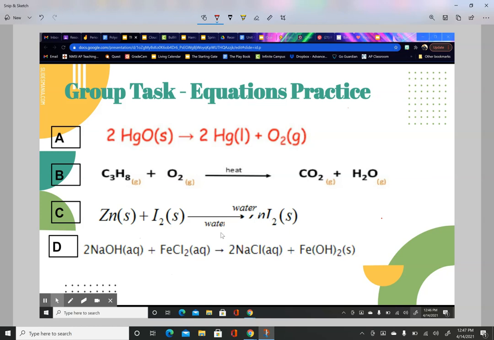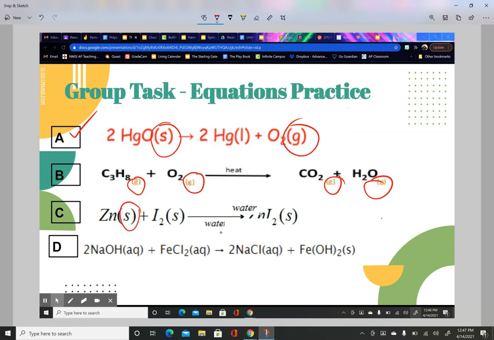And the question was, which ones yield products that are in a different state of matter than the reactants? Since the state of matter is what we see here at the end, you're looking for some that have different symbols or different letters from left to right. So A is going to be one. And then in part B, we have a gas, a gas, a gas, a gas. So those are all going to be the same state of matter.